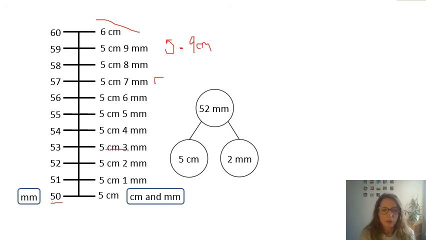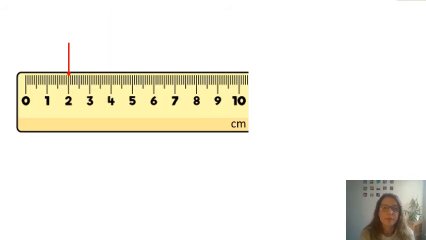So this one would be 5.7 centimeters. Oh, that went wonky, didn't it? Okay, so this is just a different way of writing it.